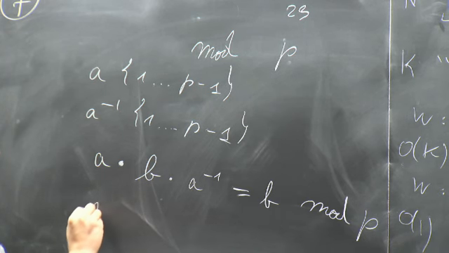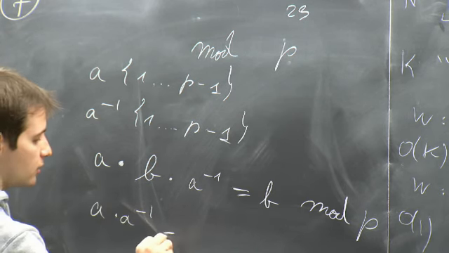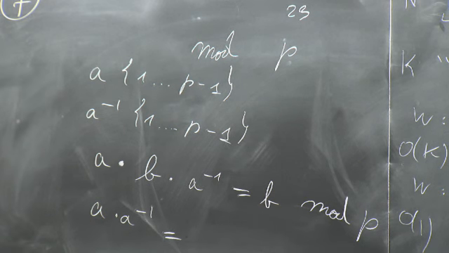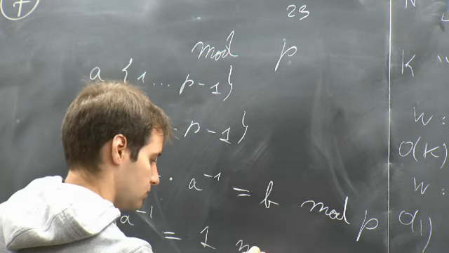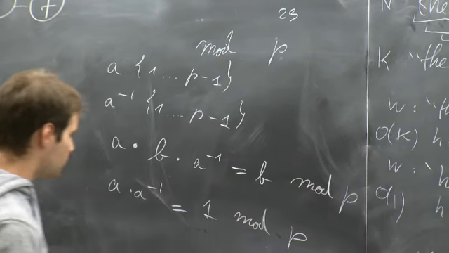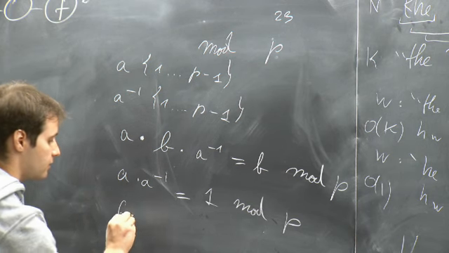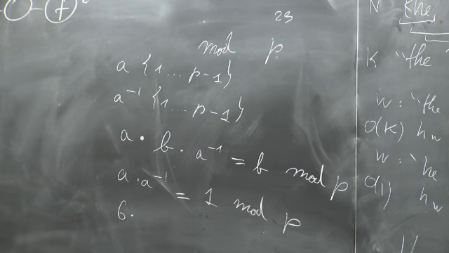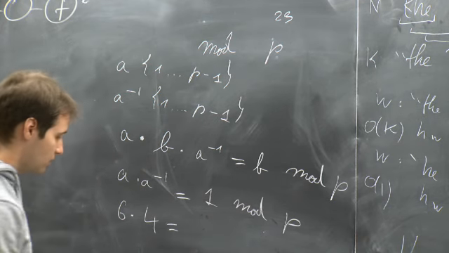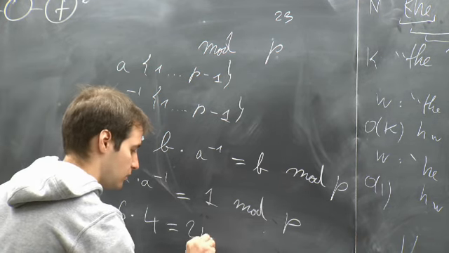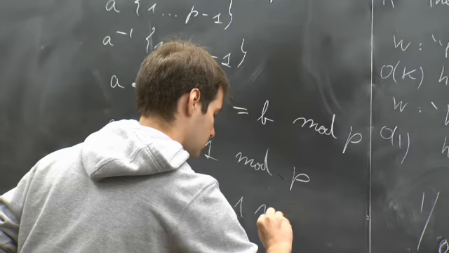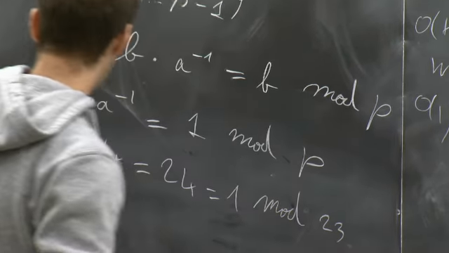Now let's see if you guys are paying attention. What's a times a to the minus 1 modulo p? 1. OK, sweet. So suppose I want to find the multiplicative inverse of 6. What is it? Can someone think of what it should be? 4. Wow, fast. So 6 times 4 equals 24, which is 1 modulo 23.